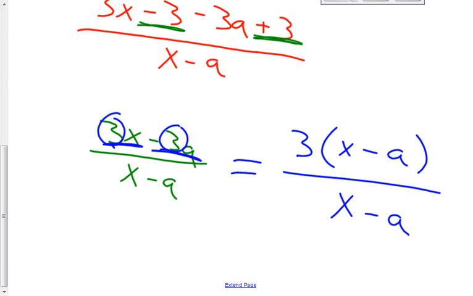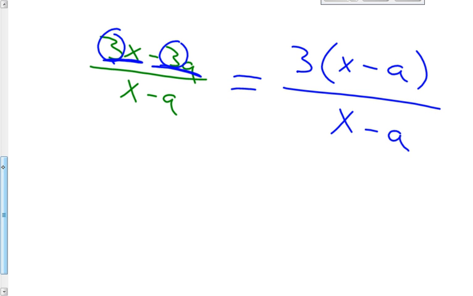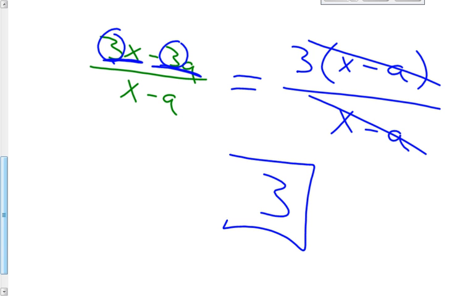Now we're going to practice this a lot more when it comes to chapter 9, but we'll just give you a little taste about what you're going to be seeing in chapter 9. Anything divided by itself is 1. 7 divided by 7 is 1. 12 divided by 12 is 1. X minus a divided by x minus a is just 1. So it cancels out. So all we get is the number 3.